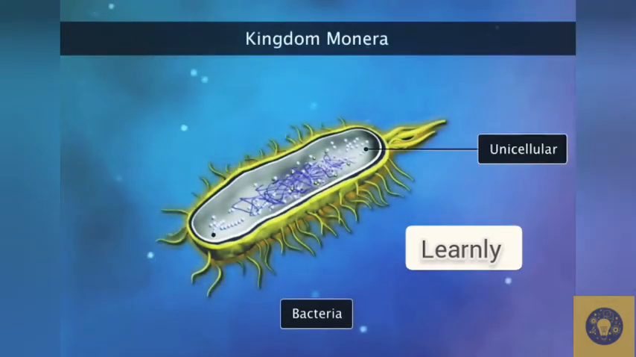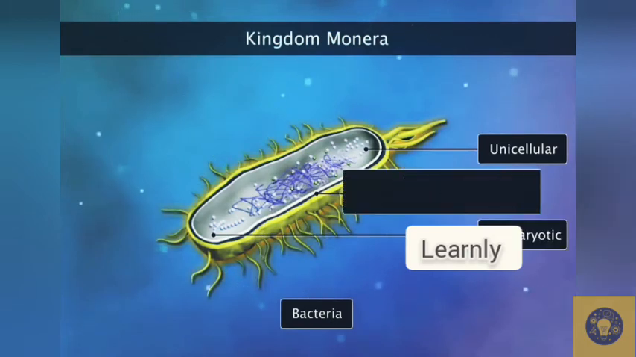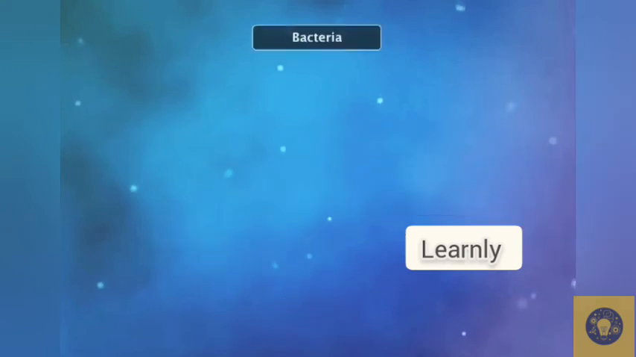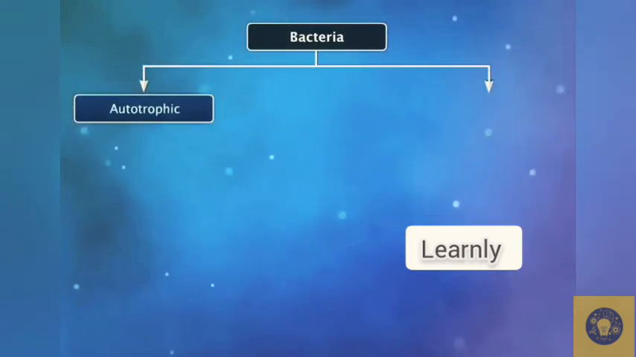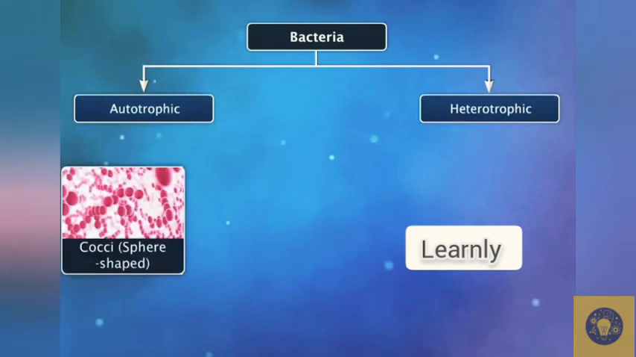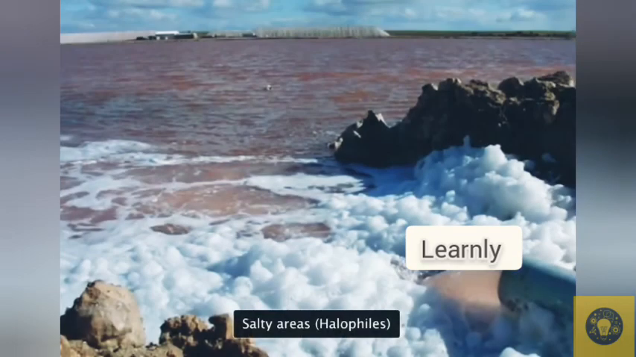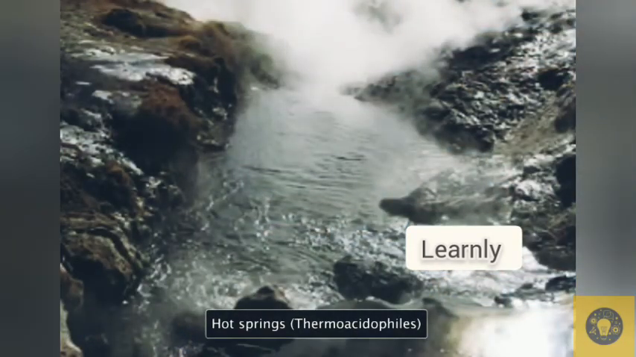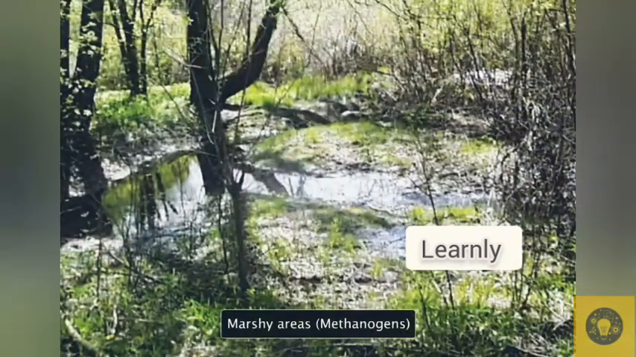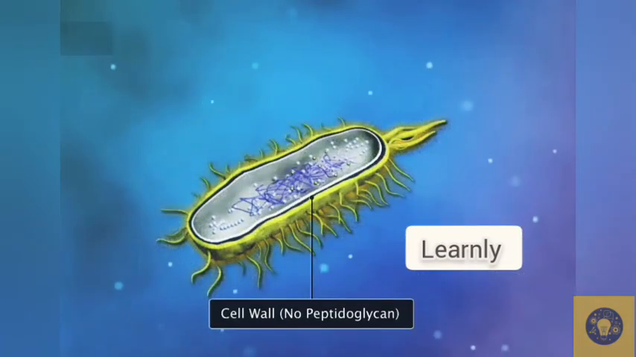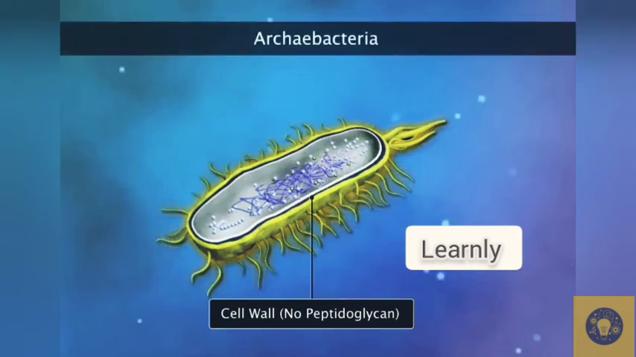Kingdom Monera includes the unicellular prokaryotic bacteria in which the cell walls are made of polysaccharides and amino acids. Bacteria are either autotrophic or heterotrophic and are further grouped into Coccus, Bacillus, Spirillum, and Vibrio based on their shape. The group of bacteria living in extreme habitats and lacking peptidoglycan in their cell wall is called the Archaebacteria.